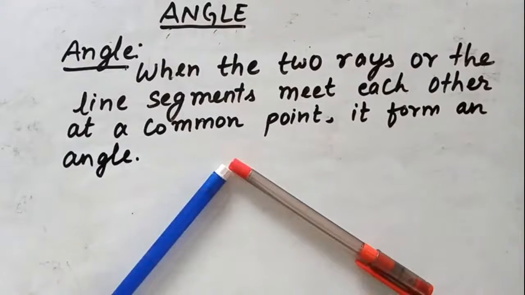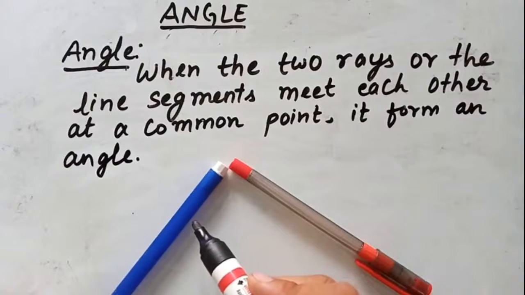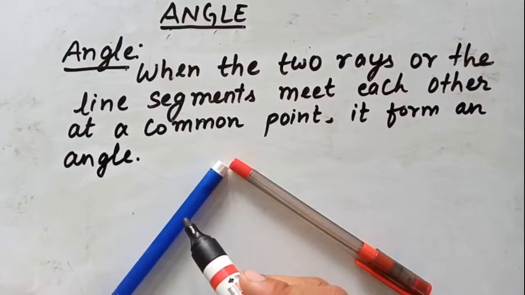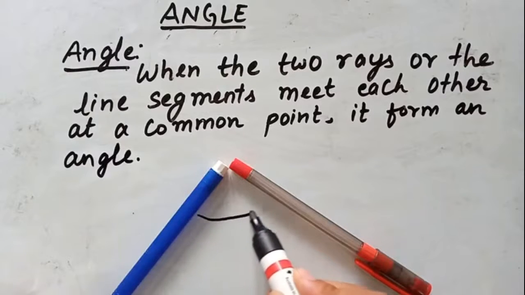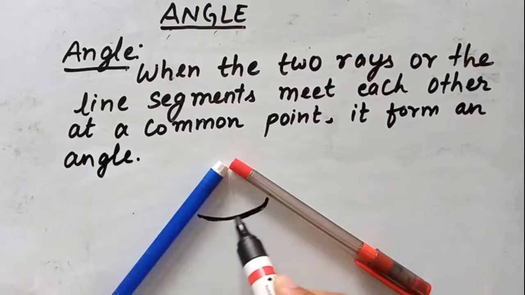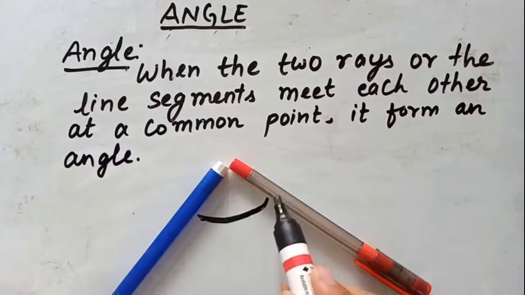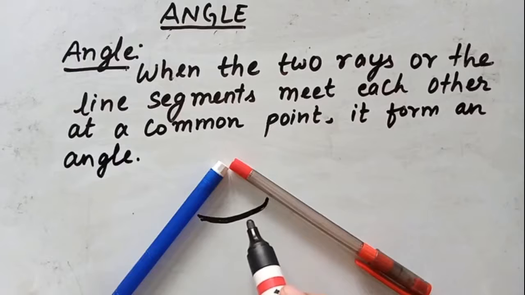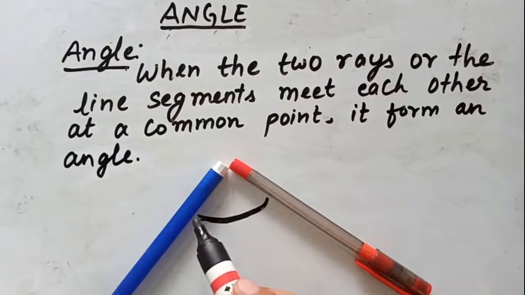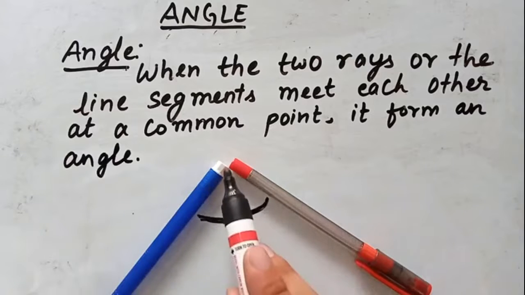So where the angle has actually formed, the angle is the rotation from this particular arm up to this arm. So this is your angle. In other words, you can say that an angle is the degree measure between the two arms having a common vertex.